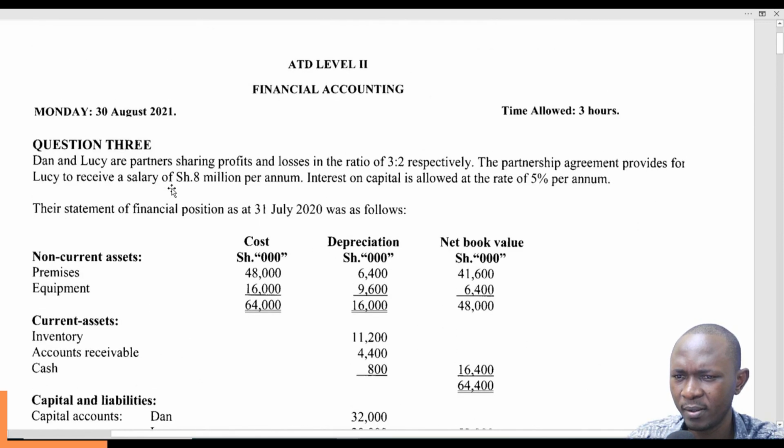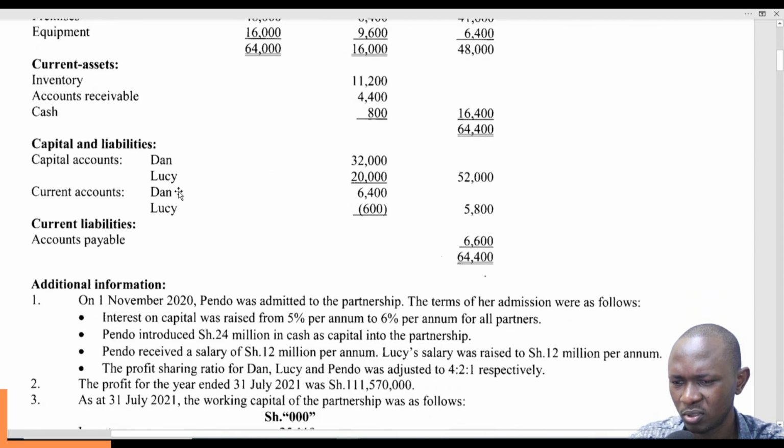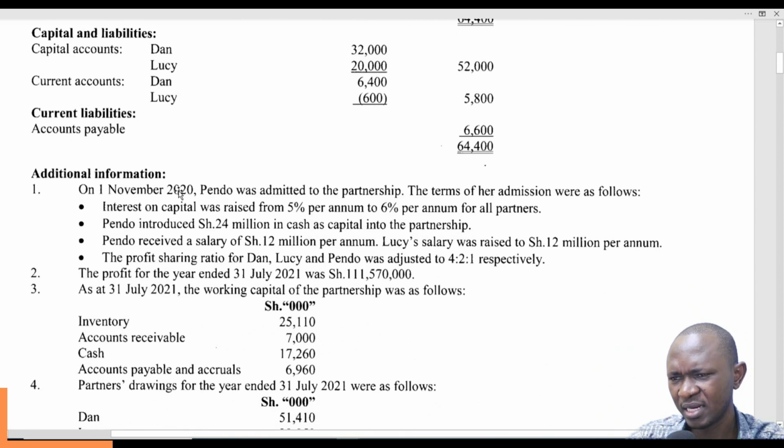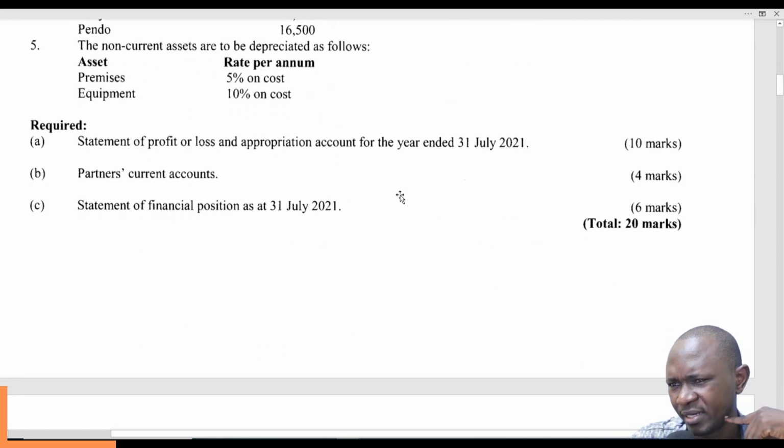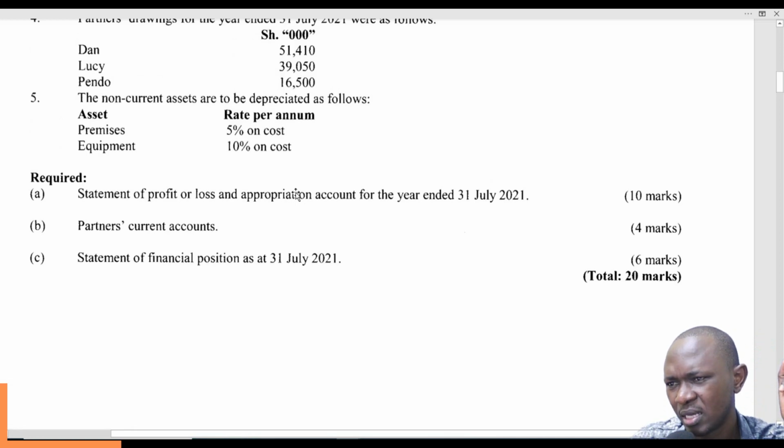So let's start and keep going. So this is Dan, Lucy, and something else that I think is very important on this question for us to know is that remember we started the business as 2 partners, that is Dan and Lucy, and at some point there was this third partner who joined us, Pendo. So we need to apportion the number of months that the business operated with 2 partners and the number of months the business operated with 3 partners.